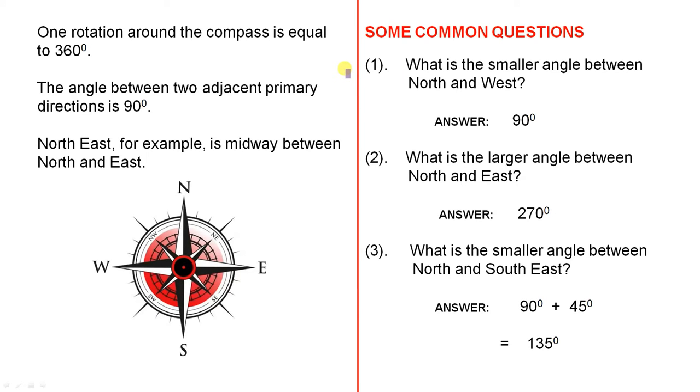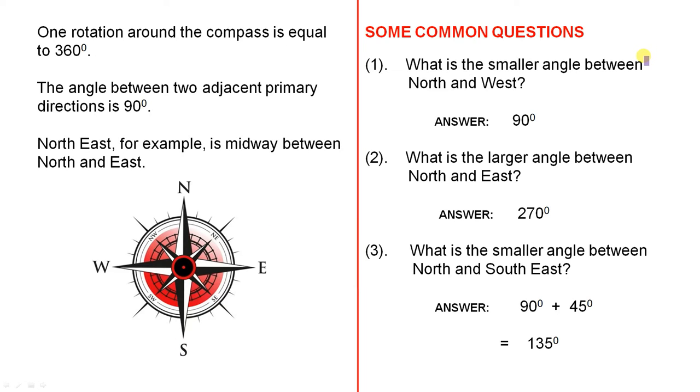One rotation around the compass is equal to 360 degrees. So for example, if you start at north and go all the way around, for one rotation, that's 360 degrees, which is like one circle. The angle between two adjacent primary directions is 90 degrees. So for example, between north and west, 90 degrees, west and south, 90 degrees, etc.